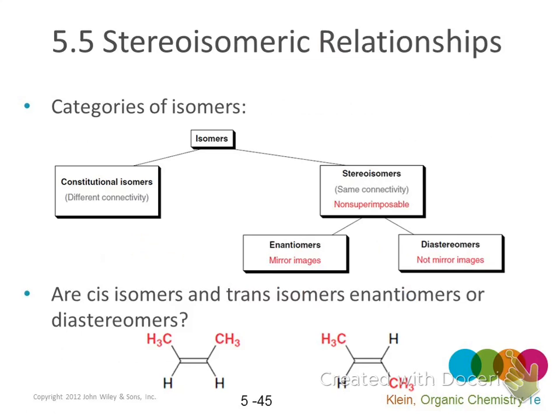So now we've beaten to death one stereocenter. Now we will beat to death 2 and more stereocenters, okay? So constitutional isomers, you know what those are. They connect differently: different molecules, different properties, different everything. Then we have stereoisomers, which are non-superimposable. They're either mirror images, or it turns out if you have 2 stereocenters, they don't have to be mirror images. So we'll talk about that.